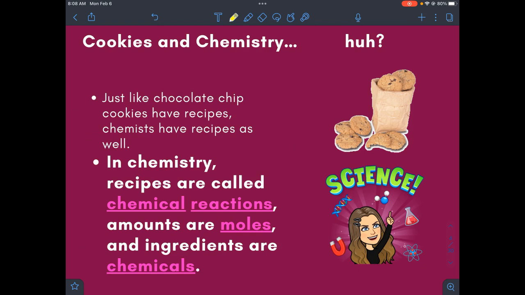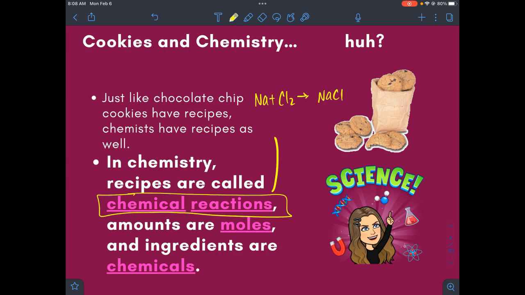Just like chocolate chip cookies have recipes, chemists also have recipes. In chemistry, the recipe is your chemical reaction. So that's going to be something like Na plus Cl2 produces NaCl. And just like recipes, they have to have the right amounts. This is an unbalanced equation here. We see that we start with 2 chlorines, so we need to end with 2 chlorines. So I would put a 2 coefficient in front of NaCl, and then a 2 coefficient in front of Na.